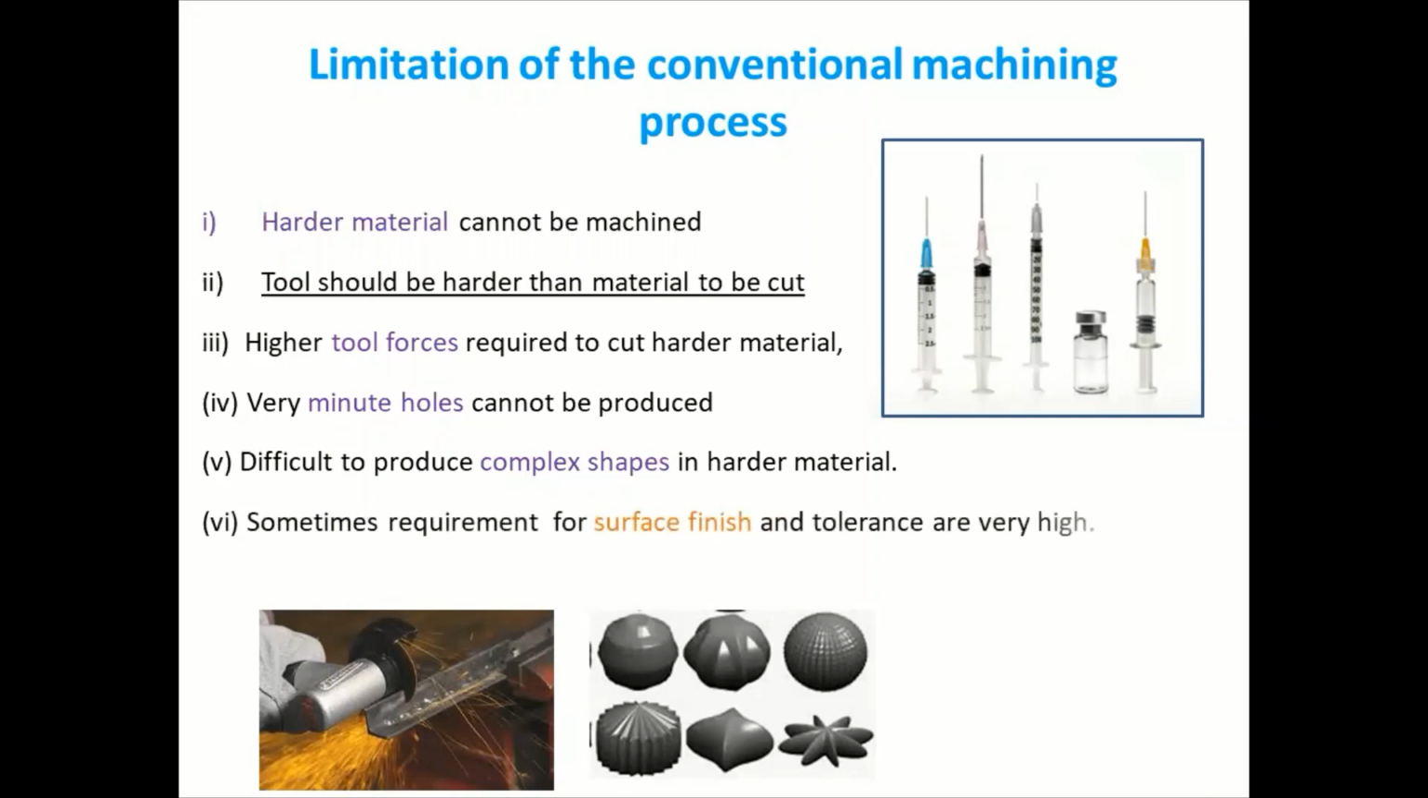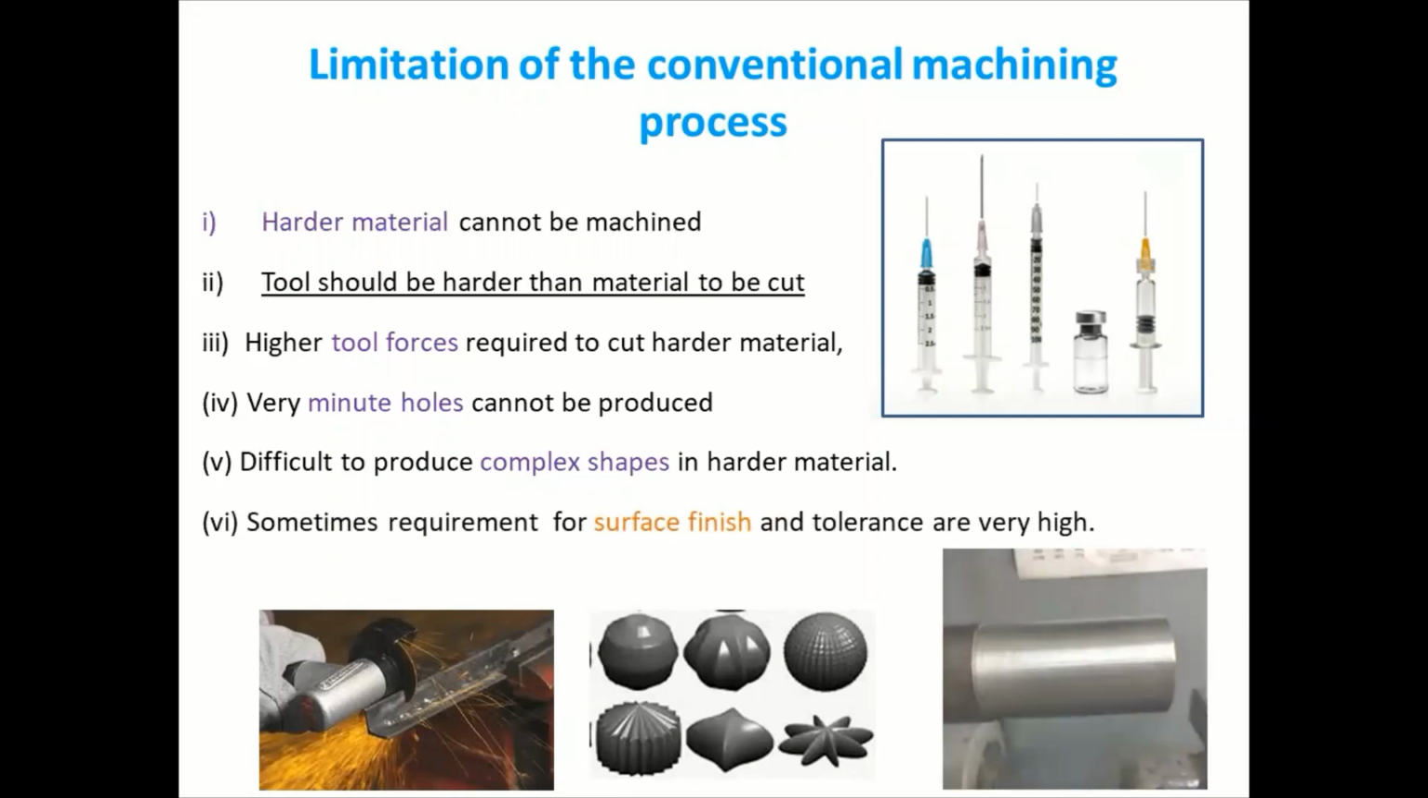Sometimes the required surface finish and tolerance are very high. Students, you know that when we are doing the turning operation on the lathe machine, we come to know that some tool marks are observed, but these tool marks will ultimately create friction. So in many cases, a highly finished surface is required. So all these are the limitations of the conventional machining process.